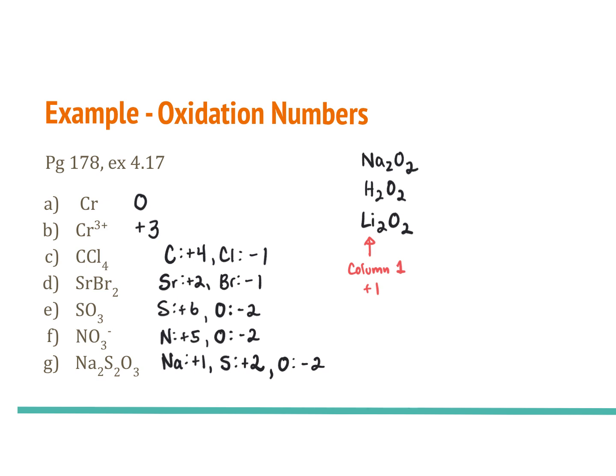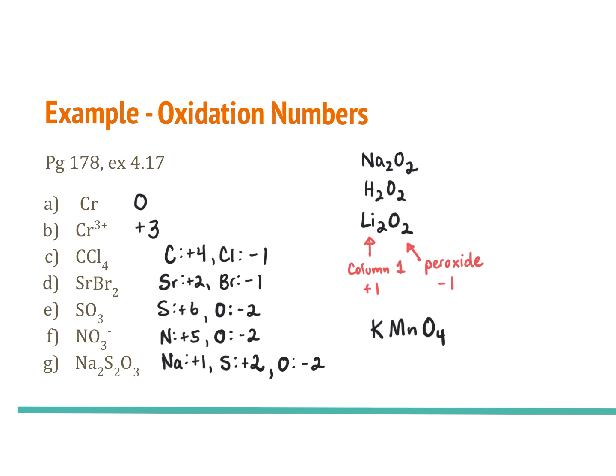So this is an example where this is called a peroxide. It is 2 oxygen atoms paired with 2 of a column 1 element. That's the most common way you see it. And in a peroxide, and only in a peroxide, oxygen will have an oxidation number of -1.